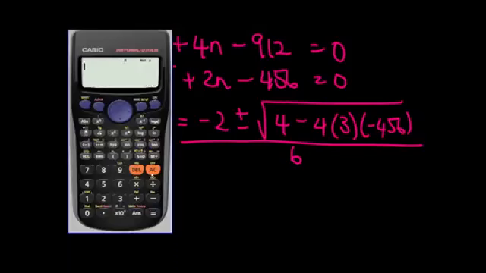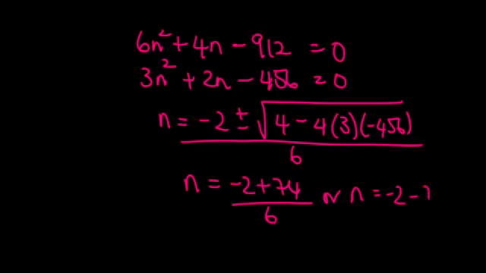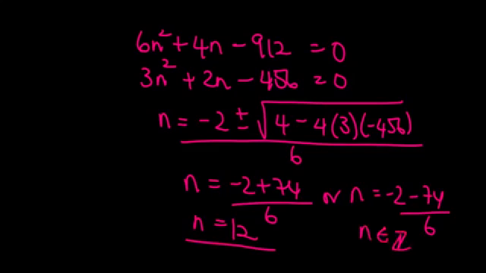So let's take the square root of 4 plus 12 times 456. What do we get? We get 74. So n is going to be equal to minus 2 plus 74 divided by 6, or n is equal to minus 2 minus 74 divided by 6. And that would be 72 over 6, so n is 12, or negative 76 over 6. n must be an integer, so that's a fraction, so it's not applicable. So there would be 12 terms.